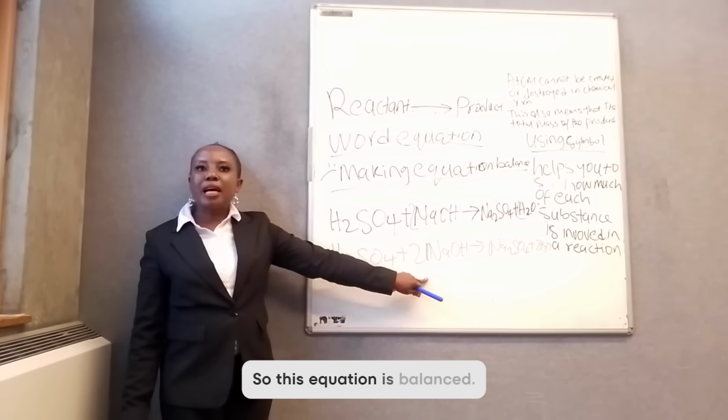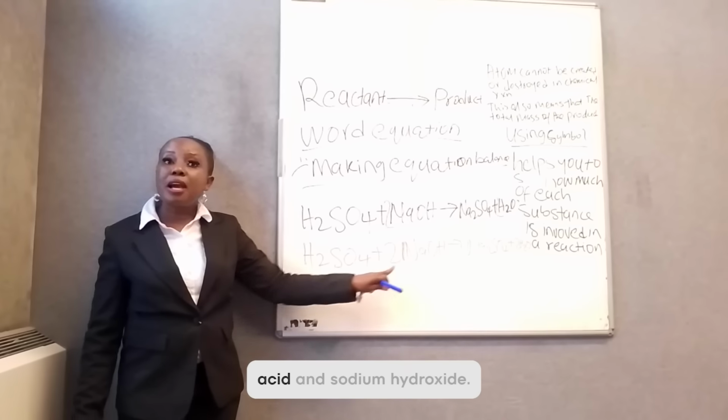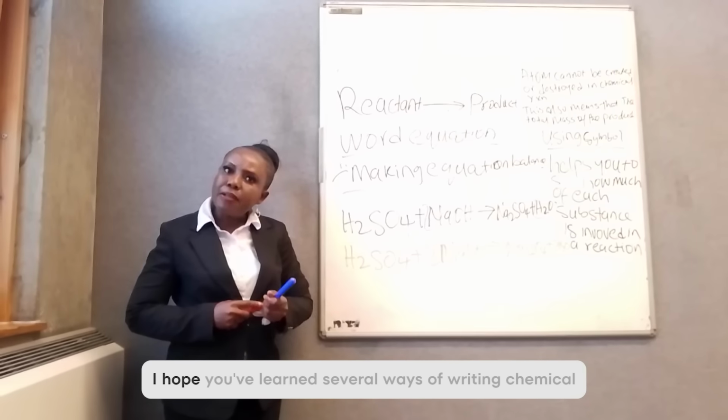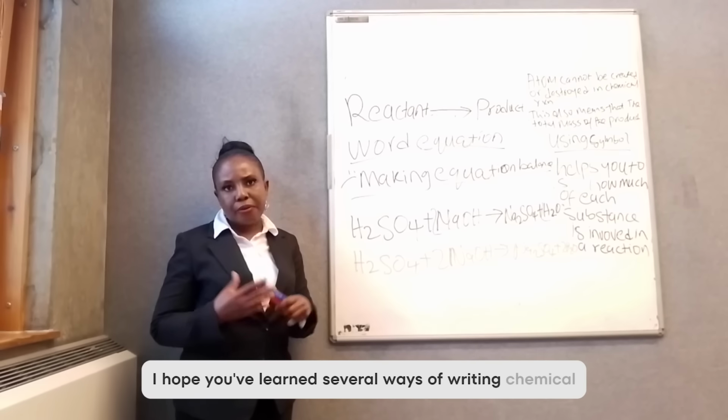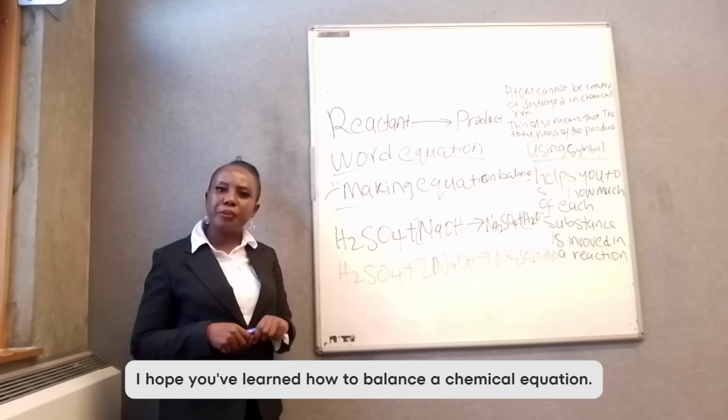So this equation is balanced. This is the balanced equation for sulfuric acid reacting with sodium hydroxide. I hope you've learned several ways of writing chemical equations. I hope you've learned how to balance chemical equations.